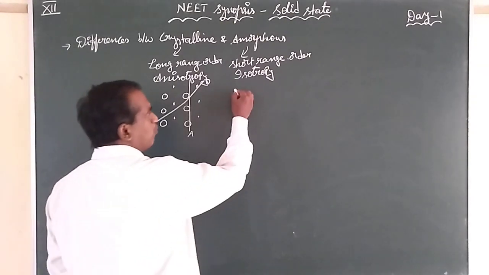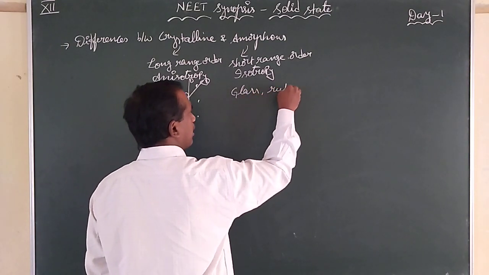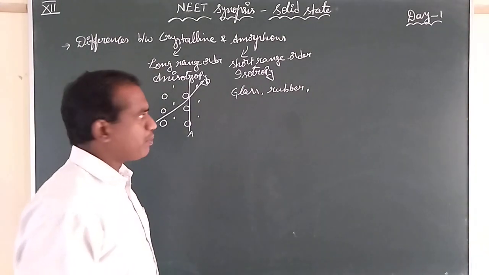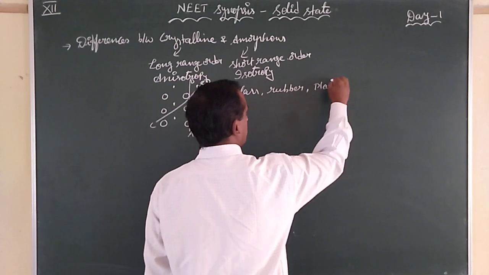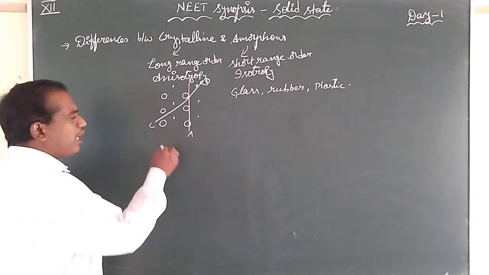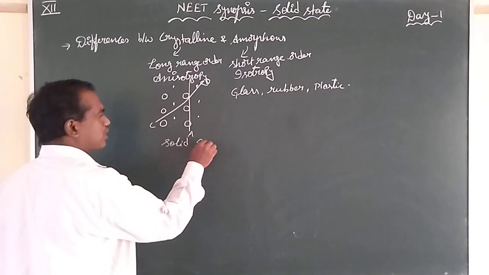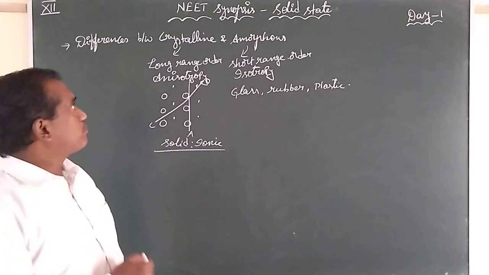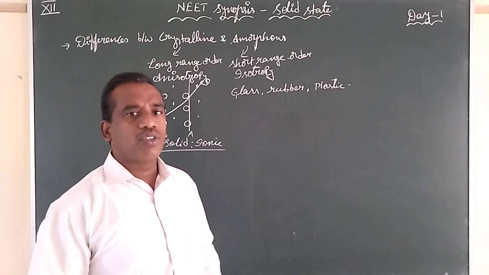The amorphous solids have examples like glass, rubber. What else do we have? Very simple examples, right? Plastic, glass, rubber, plastic. This all comes under the amorphous solids. And most of the remaining solids, like ionic compounds, come under crystalline solids.